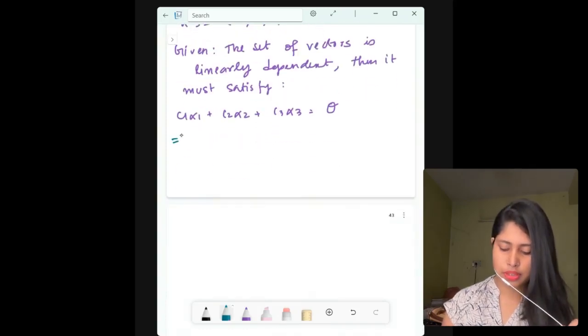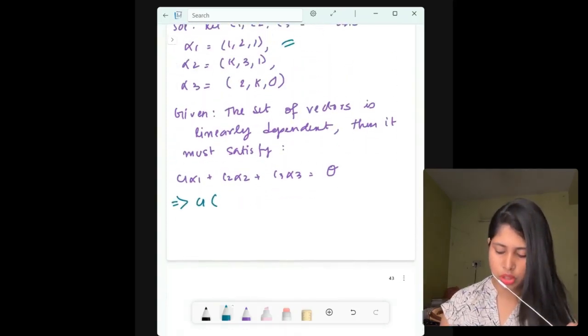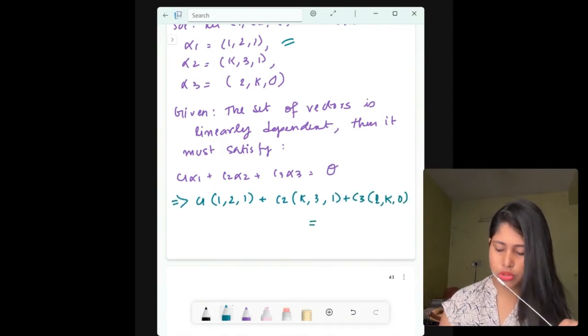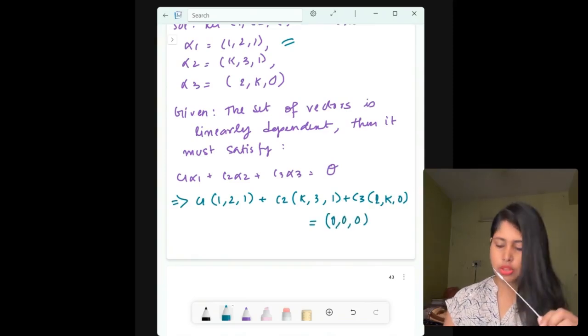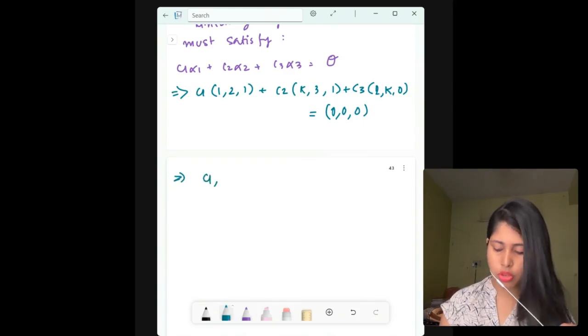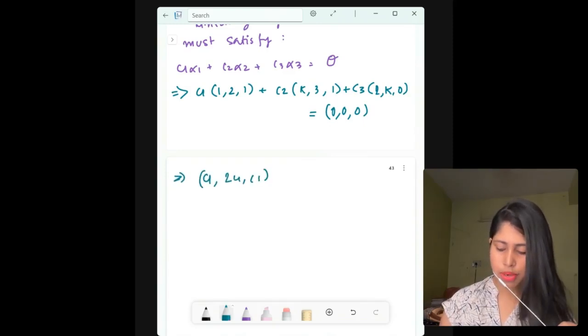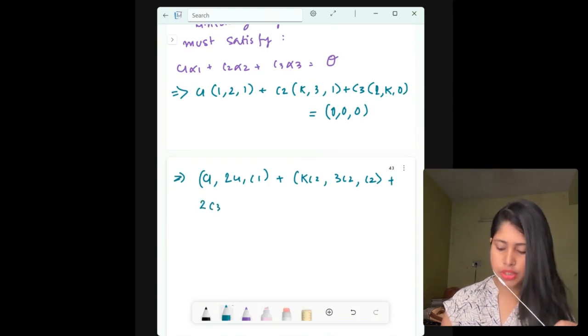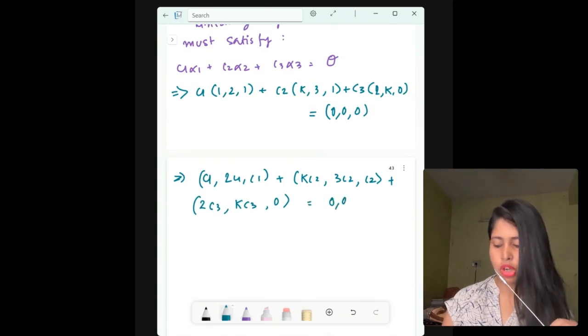So we will write c1, what is alpha 1? (1, 2, 1) plus c2 (k, 3, 1) plus c3 (2, k, 0) will be equal to (0, 0, 0). Okay, so now we will do the scalar multiplication. So (c1, 2c1, c1) plus (kc2, 3c2, c2) plus (2c3, kc3, 0) will be equal to (0, 0, 0), right?